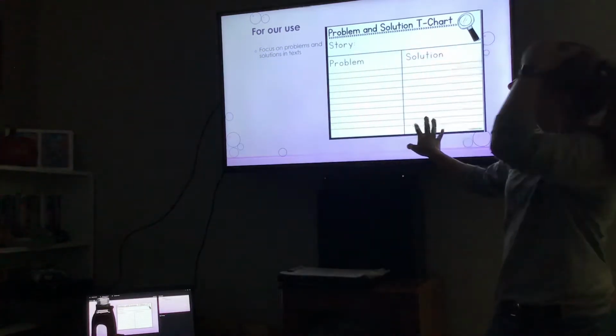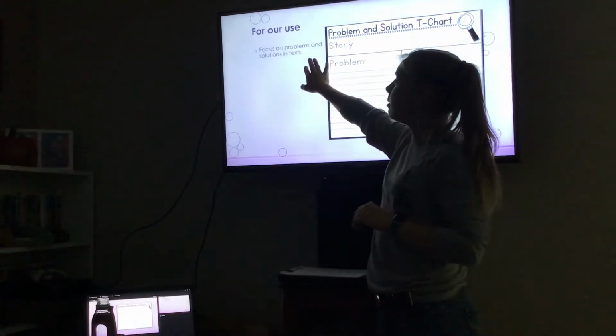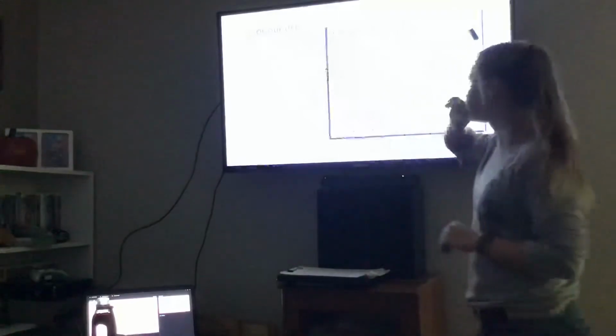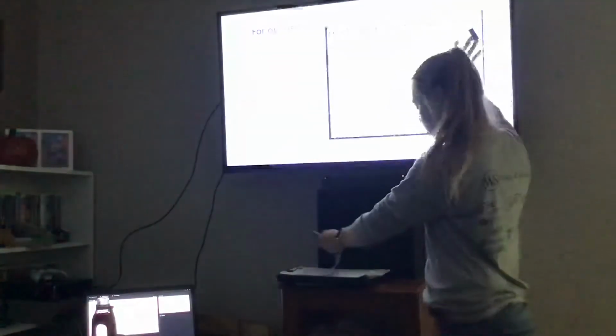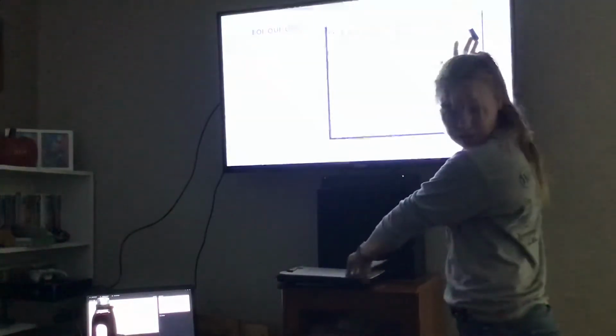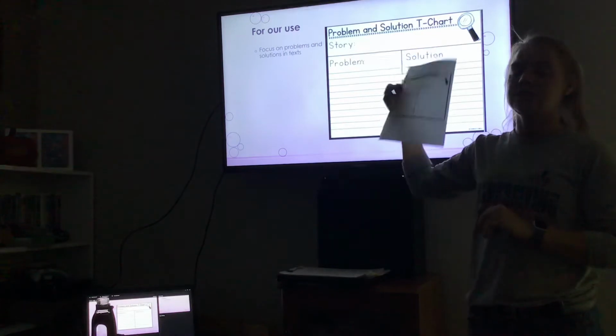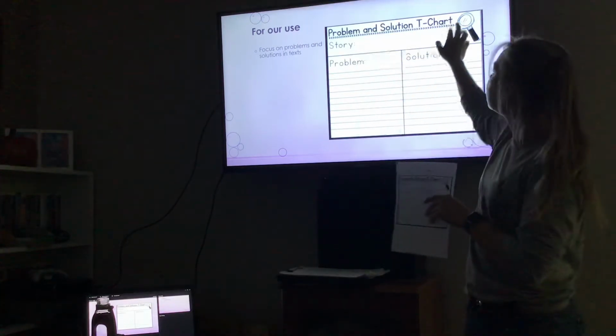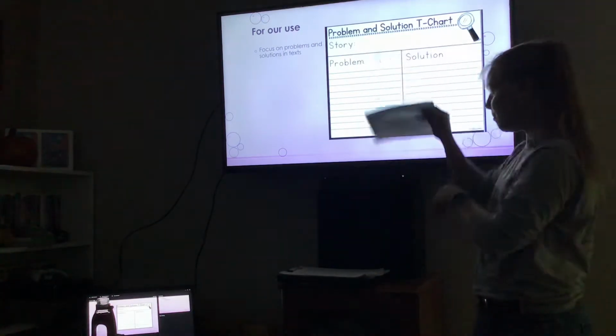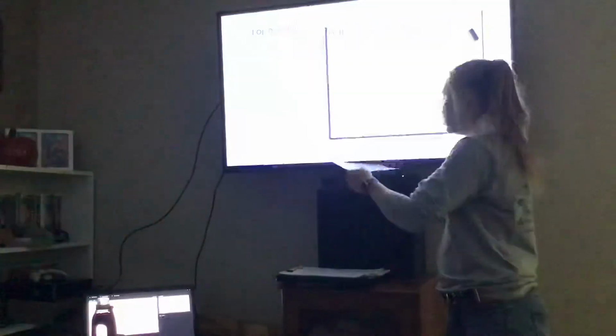So for our use, we're going to be focusing on problems and solutions in text. This is what yours is going to look like. I passed it out at the beginning of class. Everyone should have a sheet that looks like this on their paper. Go ahead and write your name at the top of the paper. I'll give you all a couple minutes to do that.